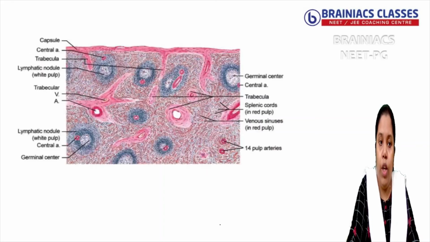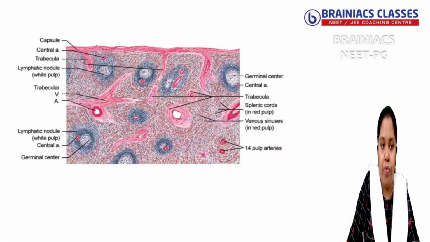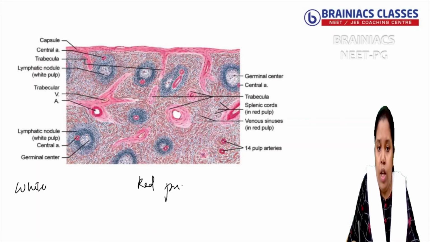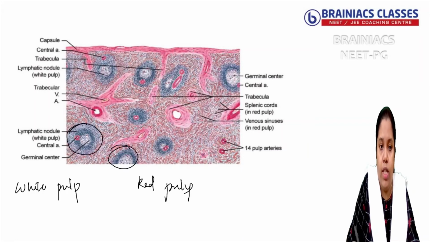Now if you take the spleen, can you see here? This is the spleen. The spleen has a white pulp and a red pulp. These areas are the white pulp. This is the white pulp, and this is the red pulp.